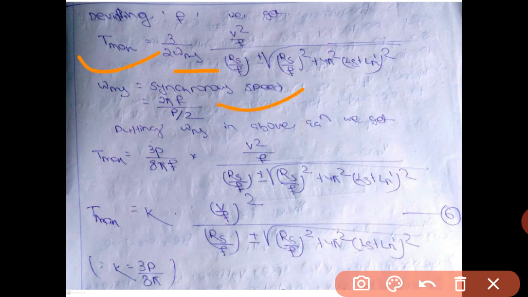Putting the value of ωms in this equation and solving this, we will get T max equal to some constant k into (V by f) whole squared divided by Rs by f plus or minus the square root of (Rs by f) whole squared plus 4π²(Ls + Lr')². Here this k value is 3p by 8π.